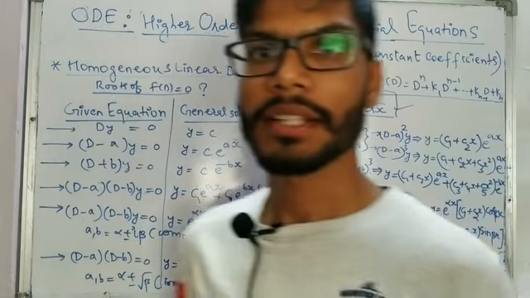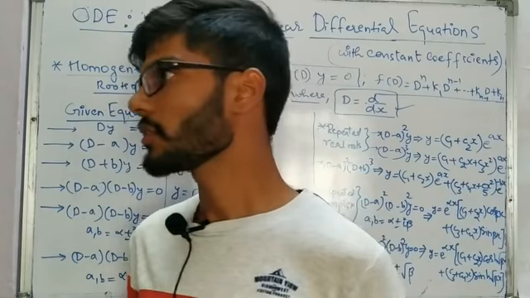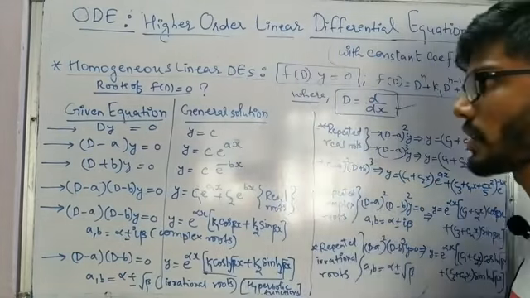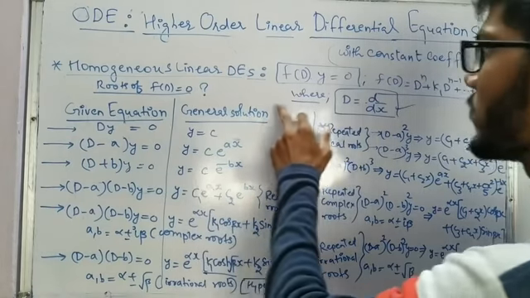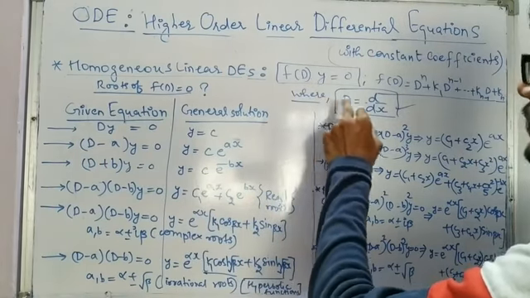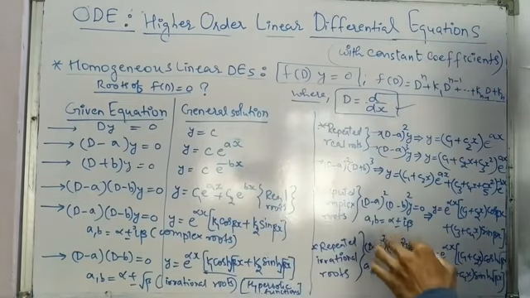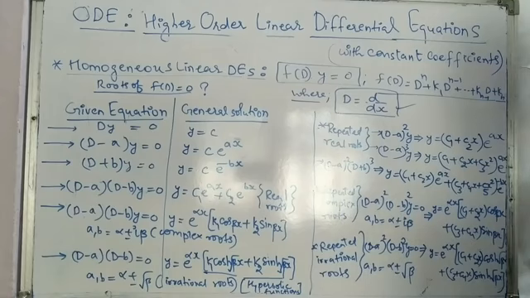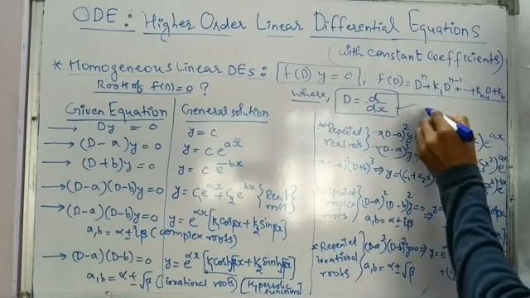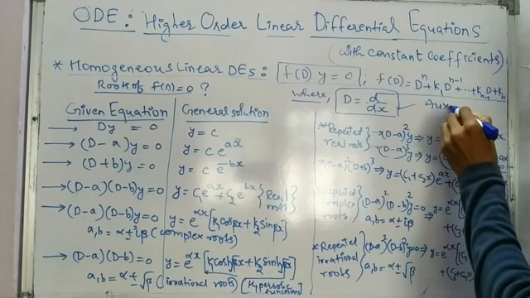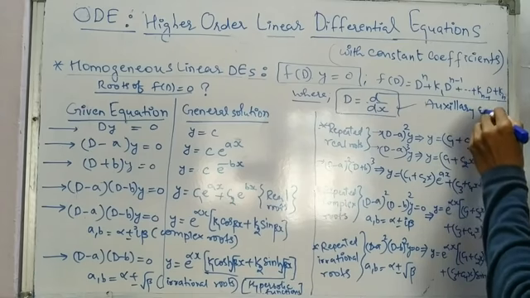And now let us understand how we are going to write the solution of homogeneous linear differential equations. In the case of a homogeneous linear differential equation, we are going to have the equation as f(D) y = 0, where f(D) is nothing but D^n + k1 D^(n-1) + ... + k(n-1) D + kn. And this particular equation we also call the auxiliary equation.